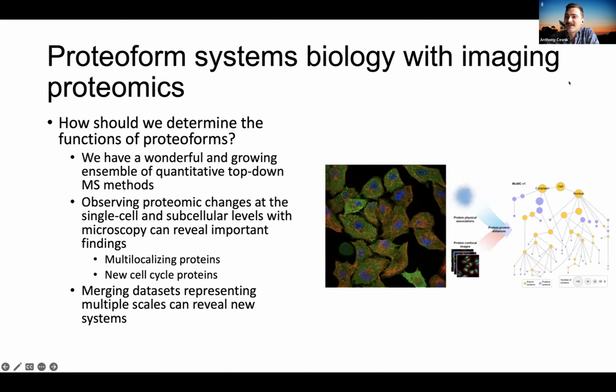Yeah, and so I'm in Emma's group, and we do imaging proteomics, and I think it's a really cool technology. So I think there are also questions we can answer hopefully with this type of imaging modality. So I'll switch gears here to talk about some hopefully complementary methods to this growing ensemble of top-down mass spectrometry methods, and hopefully we can observe proteomic changes that are informative of proteoform variation at the single cell and subcellular levels with microscopy techniques. I'll specifically mention multi-localizing proteins and cell cycle proteins as examples of what I found and what I hope to find. And I'll talk about the potential of merging mass spectrometry data and imaging data into hierarchical models.